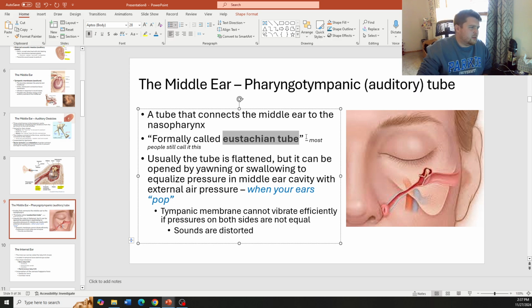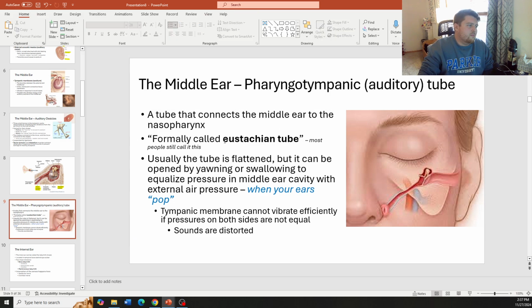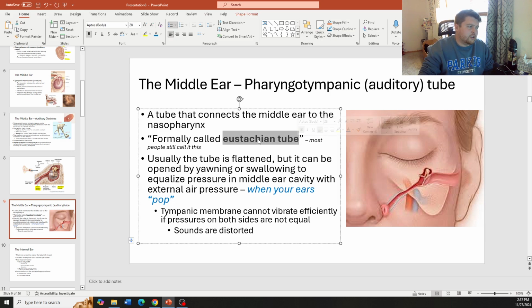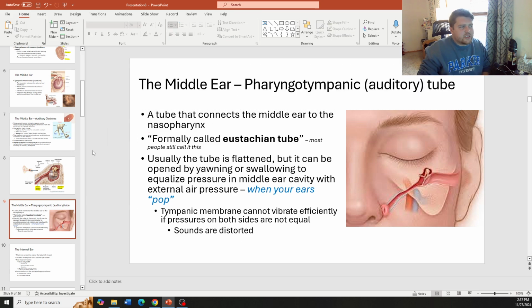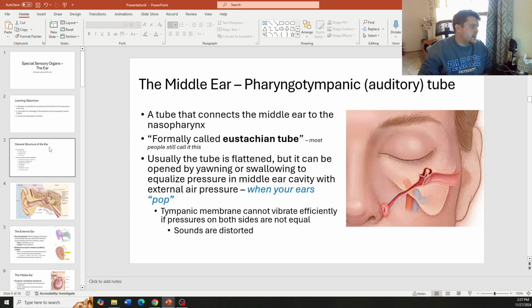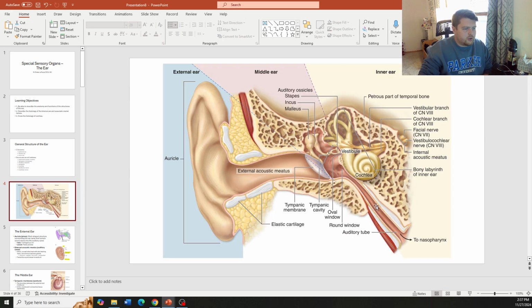I'm not sure exactly what brought about the name change. However, most of the time in real life, you're going to hear eustachian tube, but for testing purposes, make sure that you know pharyngotympanic or auditory tube. And this is a tube that actually connects the middle ear to the nasopharynx. So this tube right here goes and it connects to the nasopharynx.